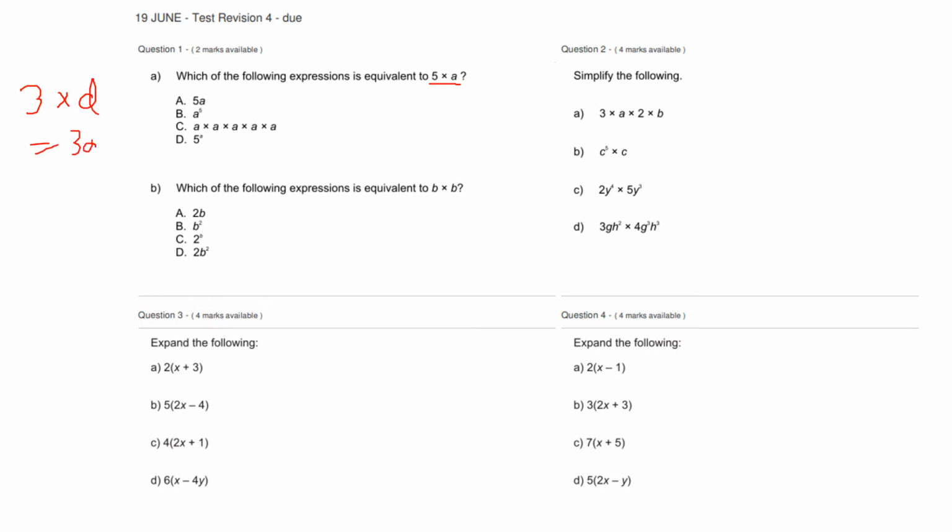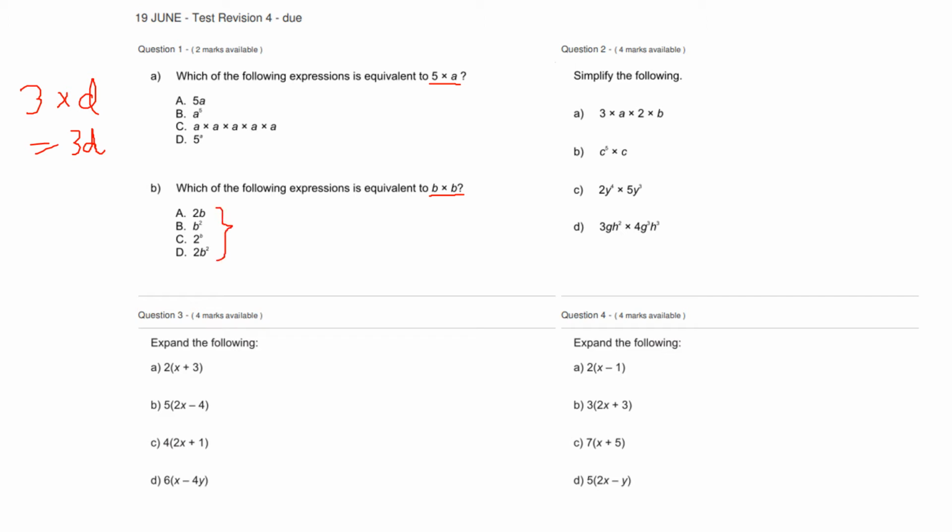On 1b, b times b, when we times something by itself, we say that we're squaring it. So b times b is the same as b squared. So which of these is b squared?